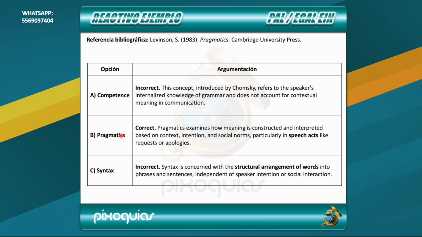Syntax. As we can see, pragmatics is the correct answer, because pragmatics examines how meaning is constructed and interpreted based on context, intention, and social norms, particularly in speech acts like request or apologize. By the way, competence and syntax are incorrect. Competence is incorrect because this concept, introduced by Chomsky, refers to the speaker's internalized knowledge of grammar and does not account for contextual meaning in communication. By the way, syntax is incorrect because syntax is concerned with the structural arrangement of words into phrases and sentences, independent of speaker intention or social interaction.